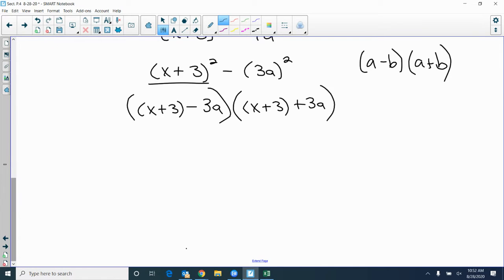Now you can look and I don't know if simplify is the right word, but I just started with those x plus 3 in parentheses. I can drop those parentheses. There's really nothing I can combine like terms wise, but you'll probably see it just written like this, x plus 3 minus 3a, and then x plus 3 plus 3a. Okay, you'll just see that. Is that factored? Yeah, it's a multiplication problem.